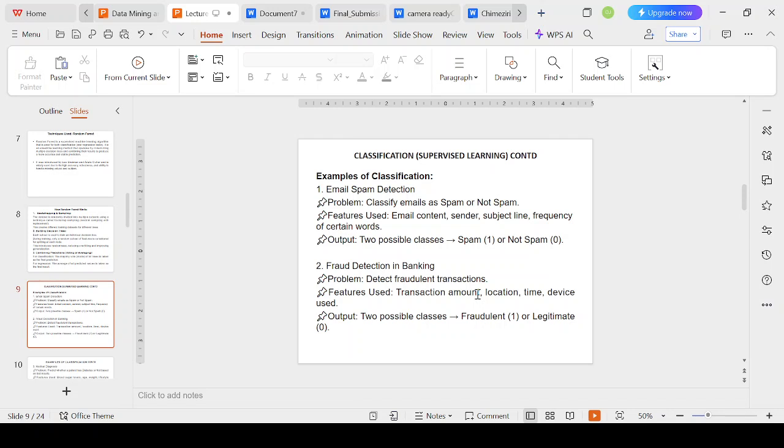Fraud detection in banking. We are going to do all these tasks as projects so that I see clearly how you work in a real-time scenario. In fraud detection in banking, a problem can be to detect a fraudulent transaction. The features that should be used are transaction amount, location, time, device used. Expected output should be two possible classes: either you detect that it's a fraudulent transaction, or it is a legitimate transaction. You can encode fraudulent as 1 and legitimate as 0, or the reverse.